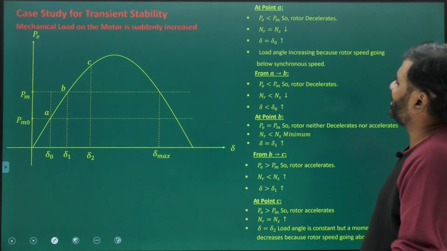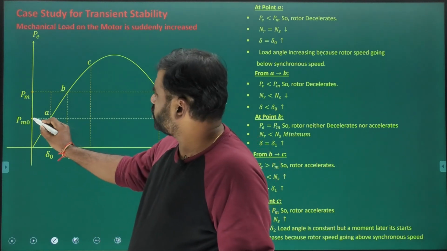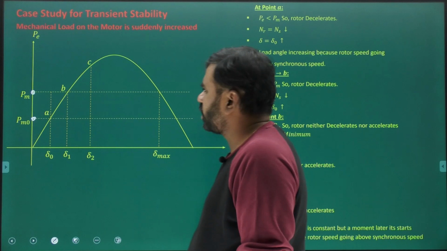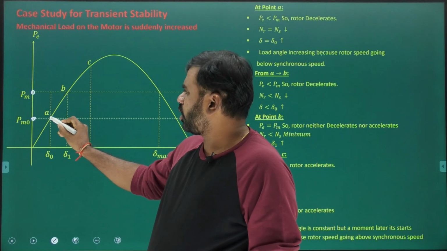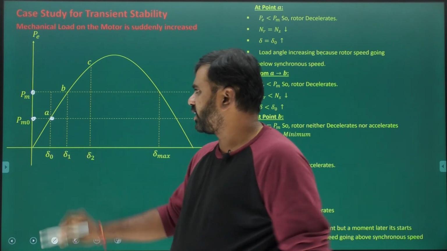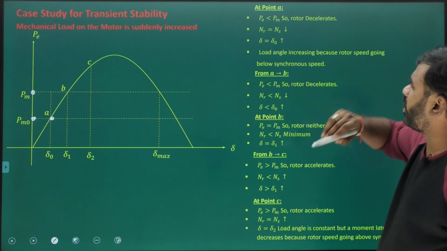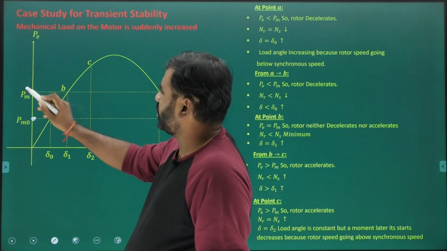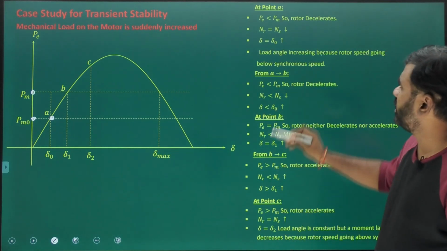Now there is a case study. The mechanical load on the motor is suddenly increased. This is the initial mechanical load on the motor. Now the mechanical load is suddenly increased from PM0 to PM. Initially at point A the rotor is operating with some rotor angle delta naught under steady state. But suddenly at point A, the mechanical load is increased from PM0 to PM. That means the electrical power is here only, PE less than PM.